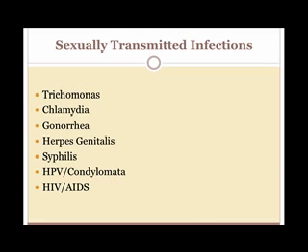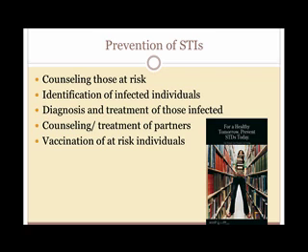Moving on to sexually transmitted infections, we'll be considering Trichomonas, Chlamydia, Gonorrhea, Herpes, Syphilis, HPV, and HIV/AIDS. As we begin the discussion of sexually transmitted infections, we'll first consider prevention. We want to counsel people who are at risk. What is the only way of preventing a sexually transmitted infection? It's abstinence, not engaging in sexual intercourse and sexual acts.